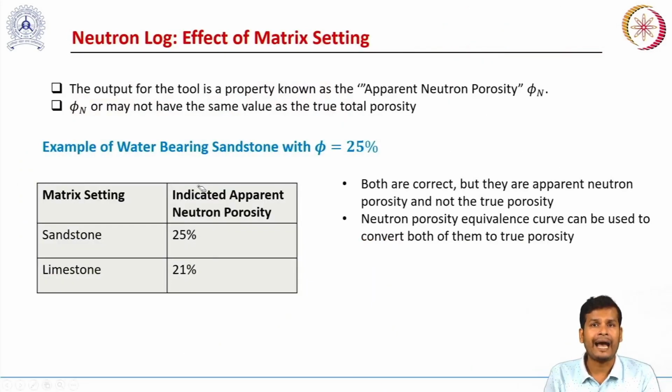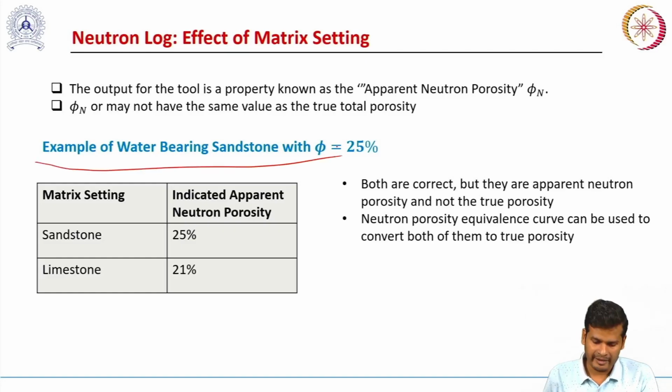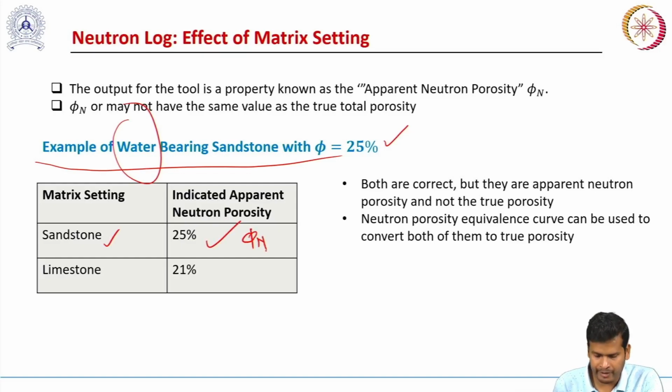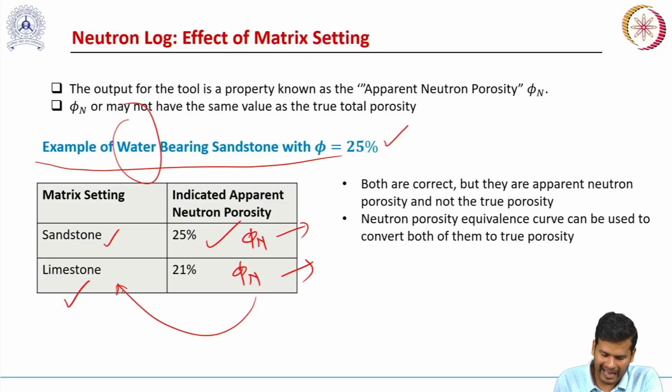So I can show you an example of how matrix setting can affect our porosity log reading. For example, let's say I have a clean sandstone formation which has water inside it, and the porosity of this formation is around 25%. So if I use a sandstone setting, I will get the true porosity. My phi n will be 25%. But if I use a limestone setting, I will get a phi n of around 21%. Both of these phi n values are correct. This phi n is with sandstone matrix setting. This phi n is with limestone matrix setting.